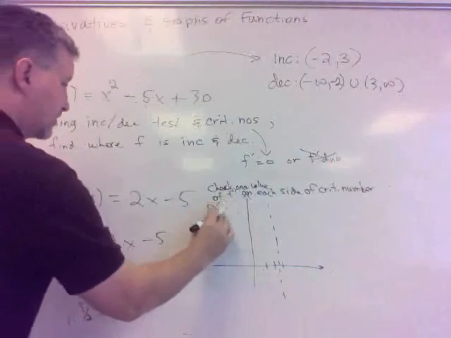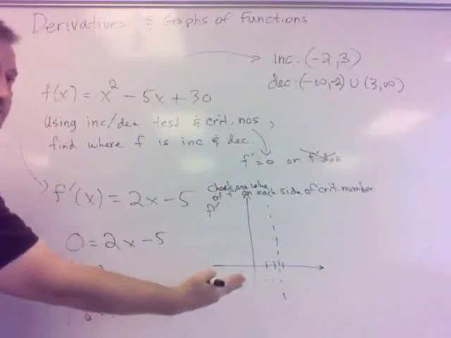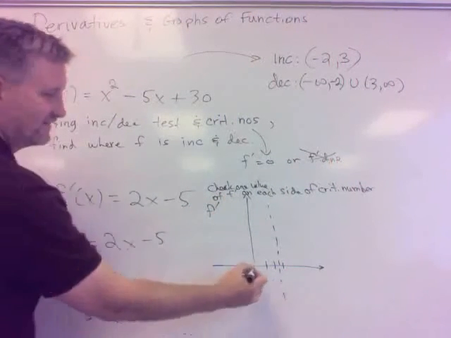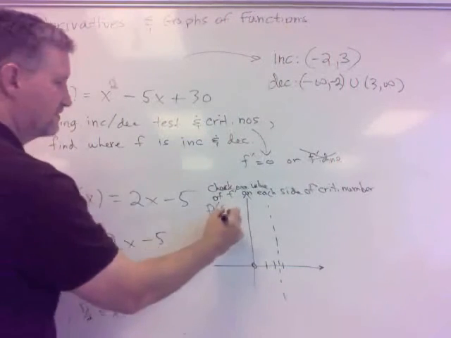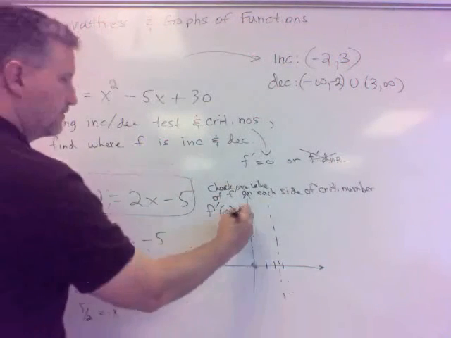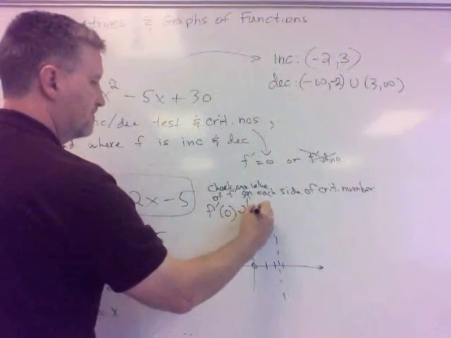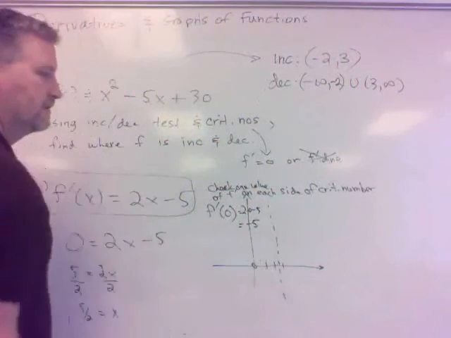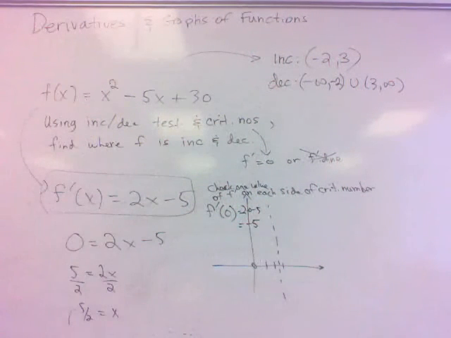All right, so I'm going to do f prime on this side. What would be a good one to choose on this side? Well, since 0 is on this side, I'm going to do f prime of 0. So f prime of 0 is 2 times 0 minus 5. Hey, that's negative 5. What does that tell me about increasing and decreasing? Well, the derivative is negative, so that's a downward trend, isn't it? With me?